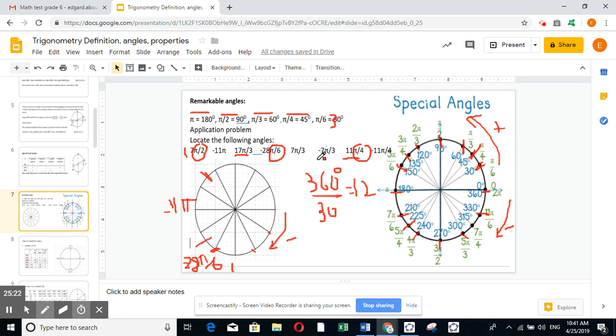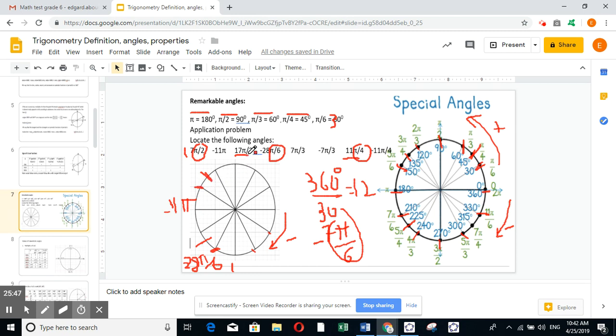Suppose I want, before going to pi over 3, minus 7 pi over 6. Pi over 6, we said it is 30. So I want minus 7 30s. Each quadrant you have 3 30s. 30 times 3 is 90. So minus 3, minus 4, minus 5, minus 6, minus 7. So this is minus 7 pi over 6.